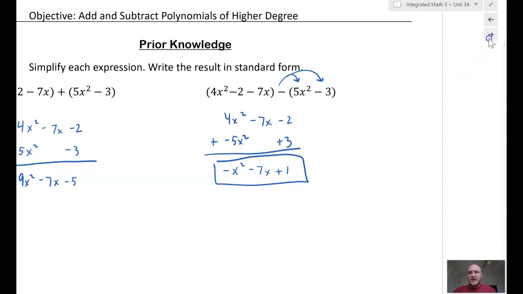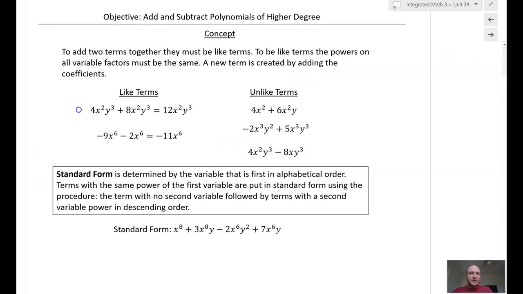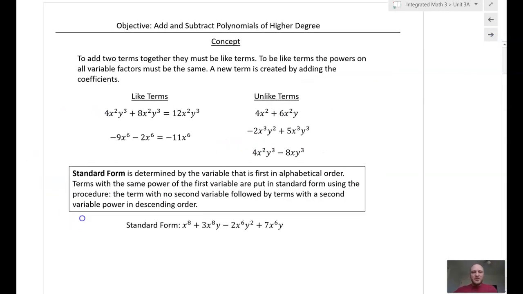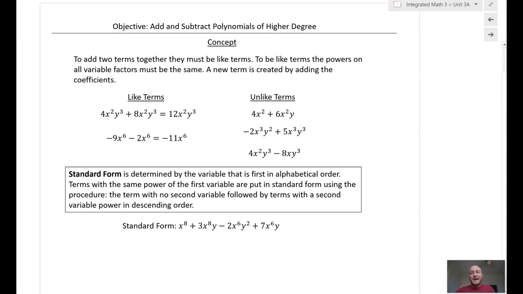So today we're going to do the same thing, but focusing on terms with higher degree. What I mean by that is we're going to have multivariate expressions with x's and y's, and they're going to have higher powers. Remember, in order to add terms together, they must be like terms.